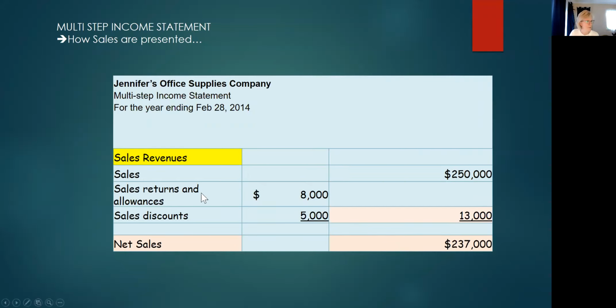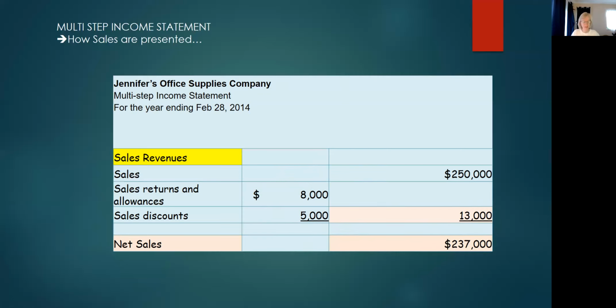Okay. So here we have sales revenue, and we book all of these sales accounts together. Okay. So sales is our new sales account, but sales returns and allowances and sales discounts are also lumped together under revenue. Sales has a credit balance, sales returns and allowances and sales discounts have a debit balance. They're a contra revenue account, so we subtract them.